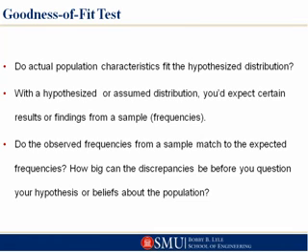And so what you do is you're going to go out and gather a sample, look at the observations of that sample against what you would have expected them to be based on your assumed or hypothesized distribution. How big can the discrepancies be before you question your hypothesis or beliefs about the population?